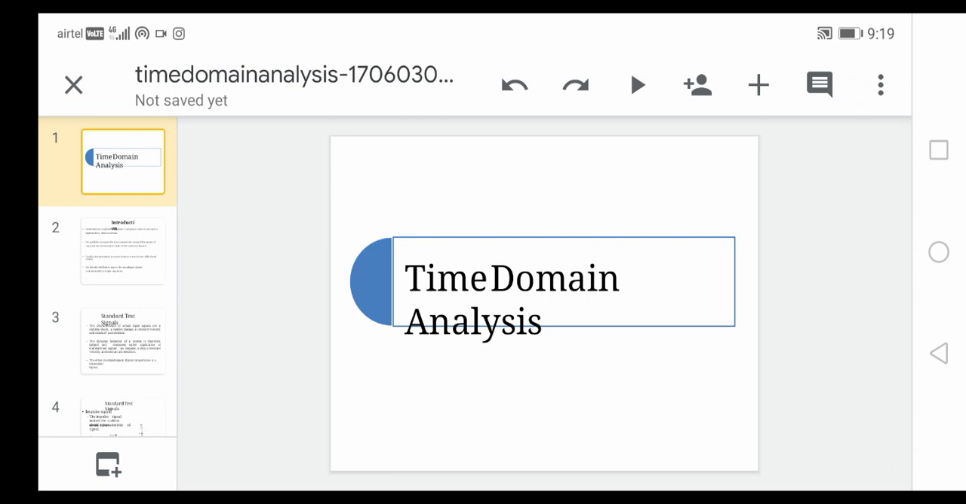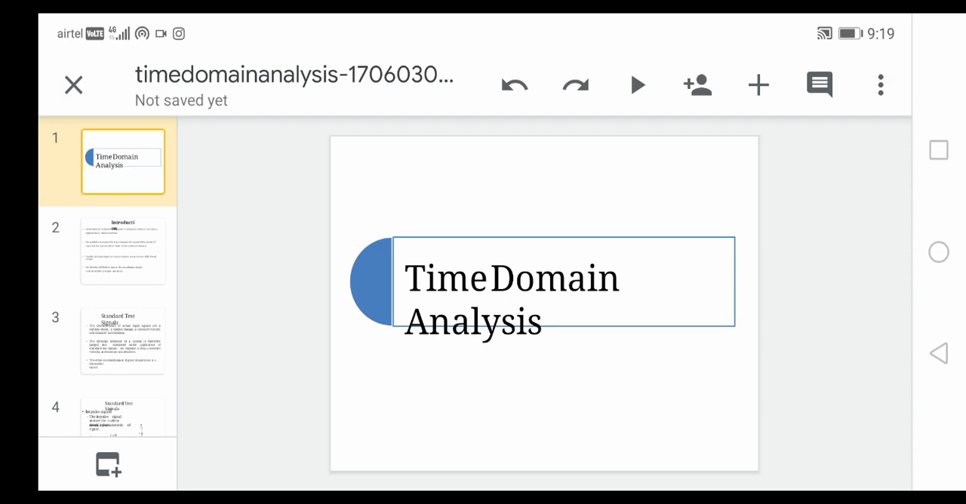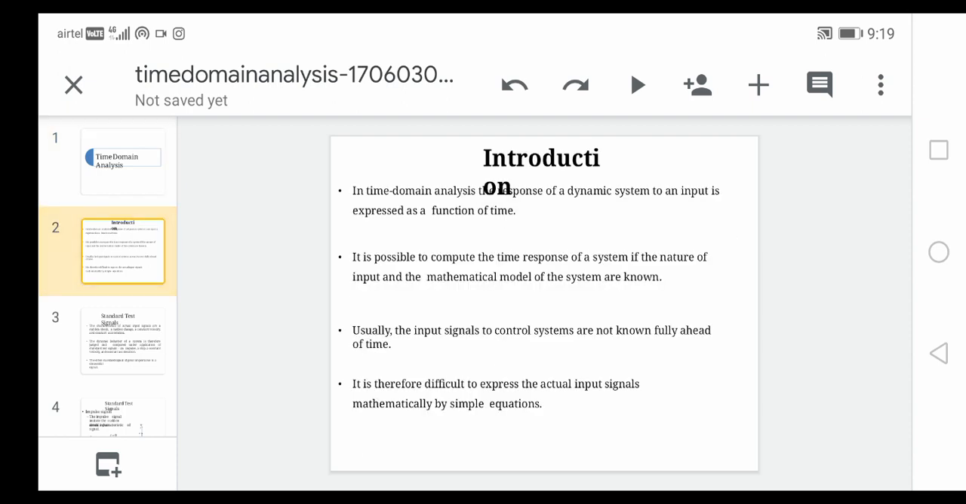Today I am discussing time domain analysis. Introduction. Whenever we discuss time domain analysis, for any system we have two types of time periods. First one is the transient time period and the second is the steady state time period.